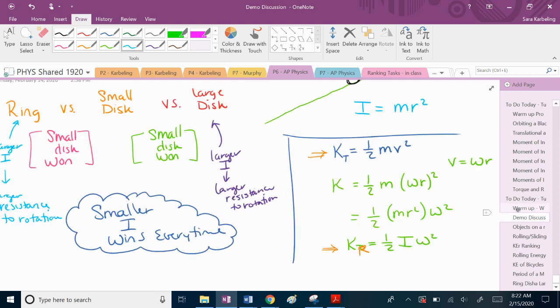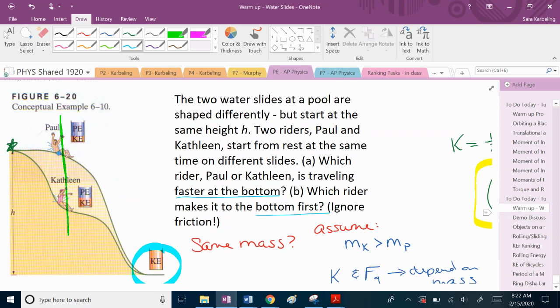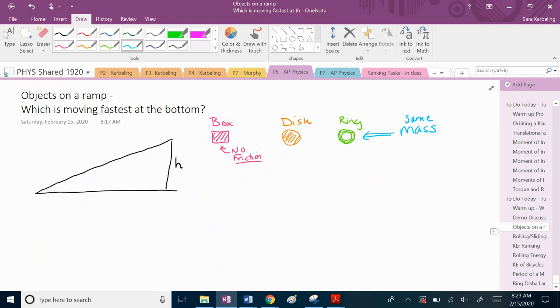We decided with the warm-up problem, and the reason we did this warm-up problem was very intentional, that in Paul and Kathleen's case, they're not rolling, so there's no rotational kinetic energy. They will have the same speed at the bottom, right? Because they've got the same height at the top. All of that potential energy is converted to kinetic energy. And so regardless of mass, if they have the same height at the top, they're going to have the same speed at the bottom. The question is, when we've got things rolling, is that the case? That's what we're going to figure out today. Spoiler alert, it's not. All right. So we're going to start with the box because we know the box well, right?